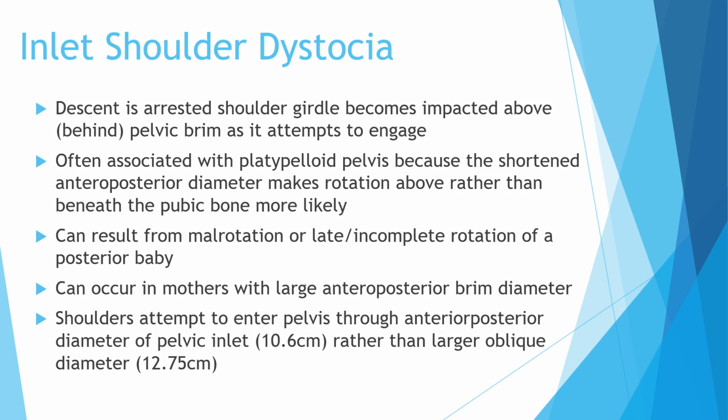The shoulders attempt to enter the pelvis through the anterior posterior diameter of the pelvic inlet rather than the larger oblique diameter. So you're getting a difference of 10.5 centimeters to 12.75. So you're getting almost 2 centimeters difference in diameter. When you're birthing a baby, that's a lot of space that you're losing.